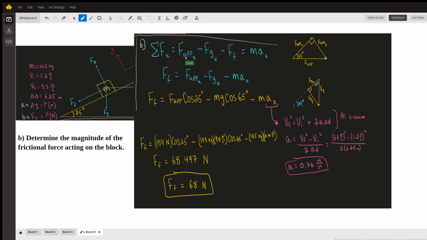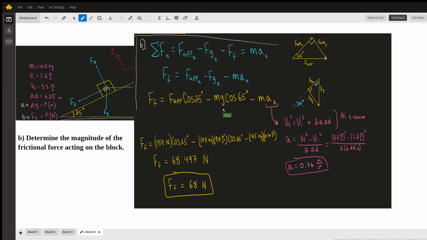We can then reorganize this equation to solve for the frictional force right here. I've also included these two little triangles, our F applied triangle and our F_g triangle. I got those just from looking at our free body diagram, to break it up into those components. Then I can essentially do SOHCAHTOA to determine that F applied x is actually F applied cosine of 25, and so on.